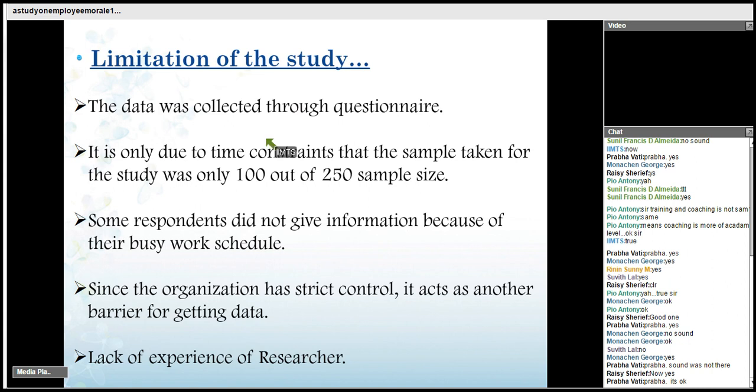Limitations of the study: the data was collected through a questionnaire. Due to time constraints, the sample taken for the study was only 100 out of the 250 in sample size. Some respondents did not give information because of their busy work schedule. Since the organization has strict control, it acts as another barrier for getting data. Lack of experience of the researcher.